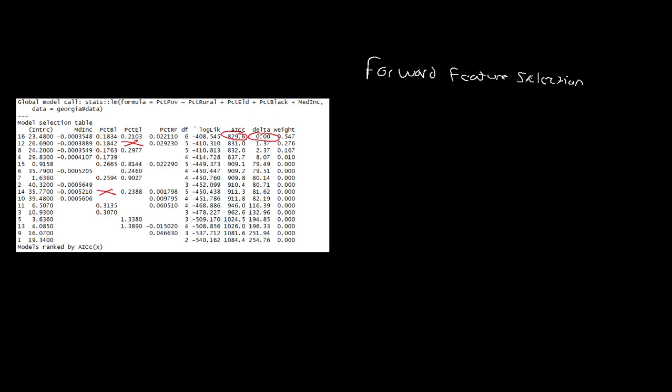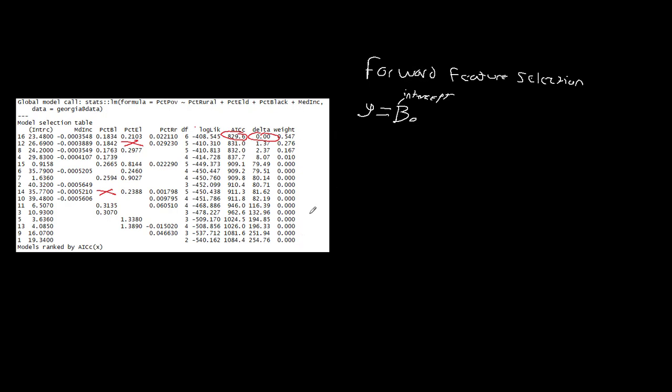Right. And so the way that forward feature selection works is you start off with the simplest model that you can, and that would just be y equals b, where b is our intercept, or beta naught, I should say. And you can see over here where it has model number, the first model that it tried is just the intercept. And based on the AIC, that was actually the worst model that we had.